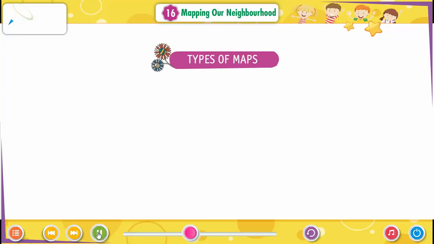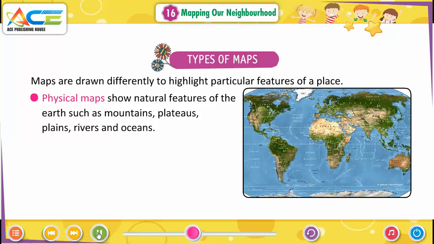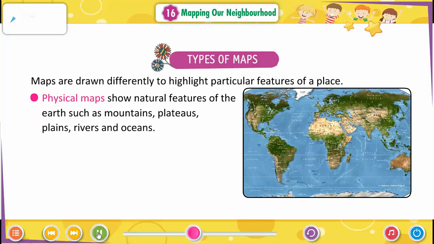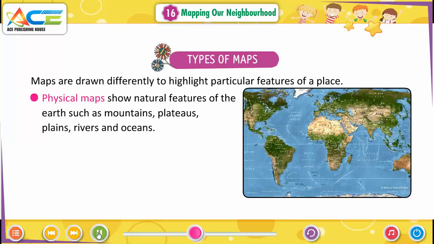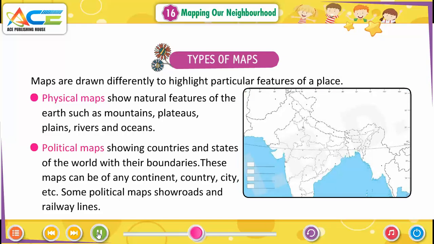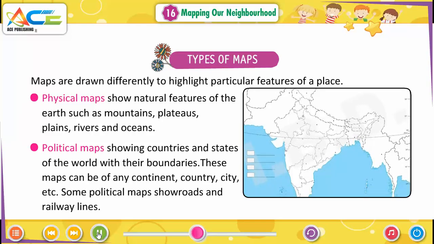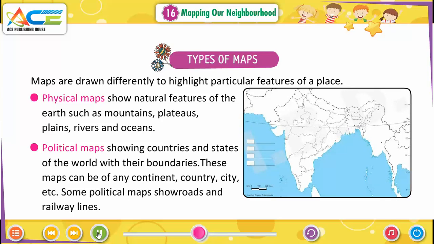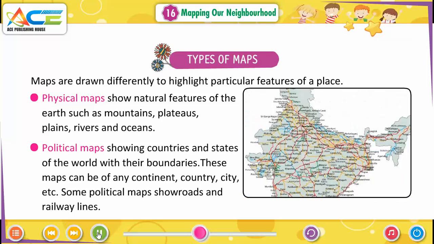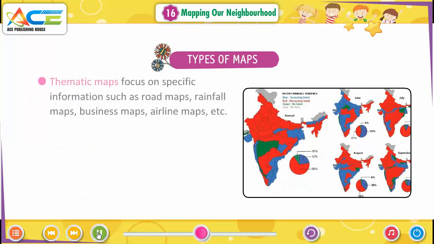Types of maps. Maps are drawn differently to highlight particular features of a place. Physical maps show natural features of the earth such as mountains, plateaus, plains, rivers, and oceans. Political maps show countries and states of the world with their boundaries. These maps can be of any continent, country, city, etc. Some political maps show roads and railway lines.